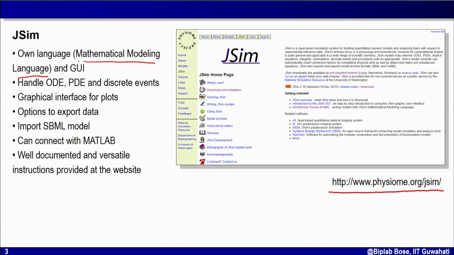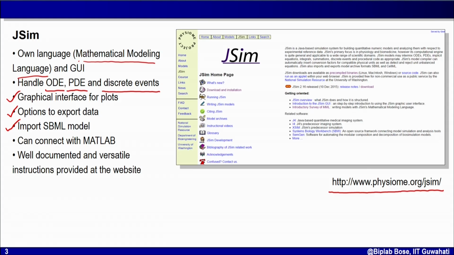Interestingly, JSim can handle ordinary differential equations, it can handle partial differential equations, and it can even handle models with discrete events. It has a graphical user interface where you can plot your data and results. It has an option to export your data as a text file so that you can plot the graphs in some other software like Microsoft Excel. It can import SBML models. SBML stands for Systems Biology Markup Language.